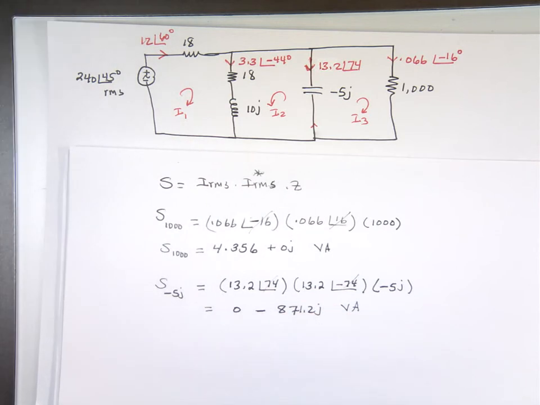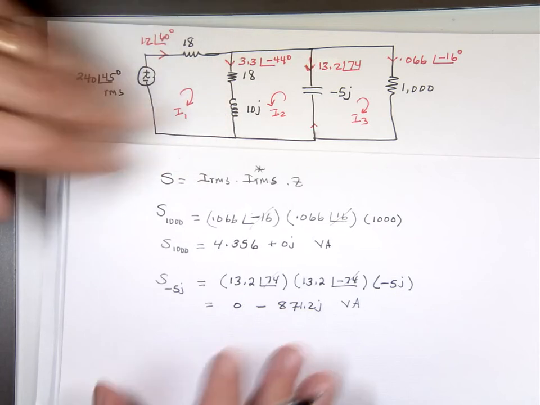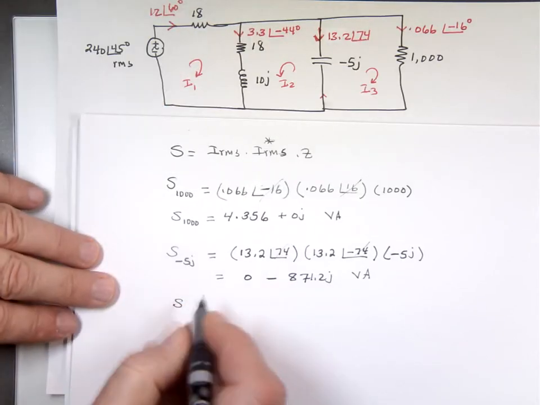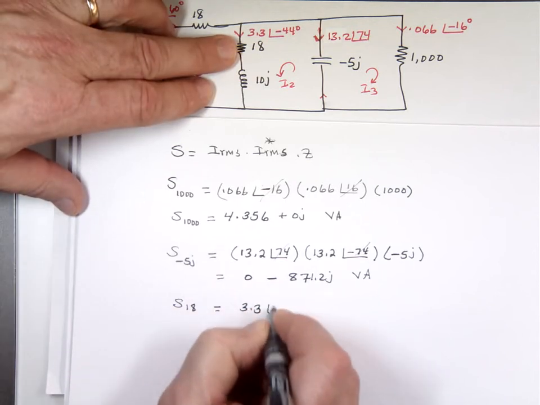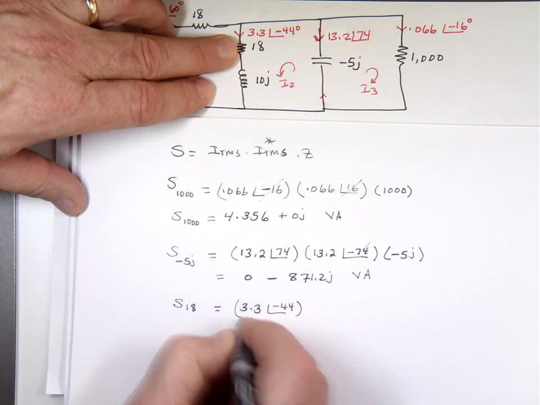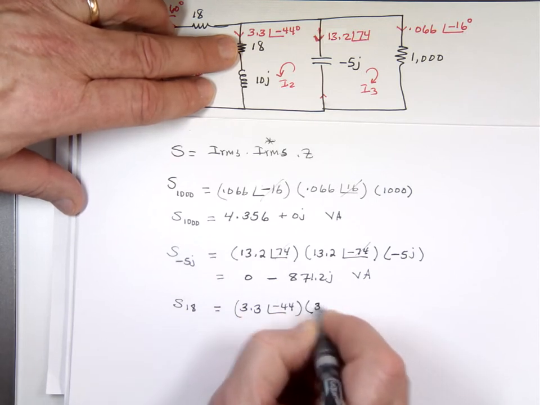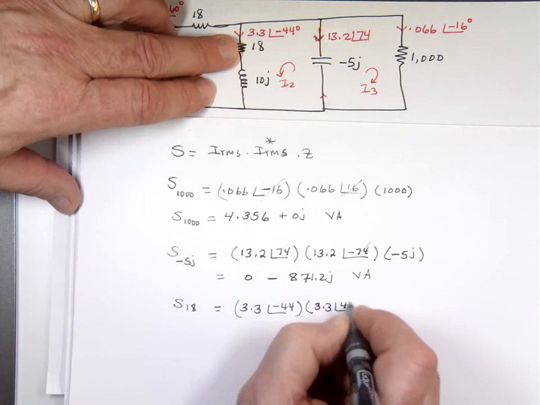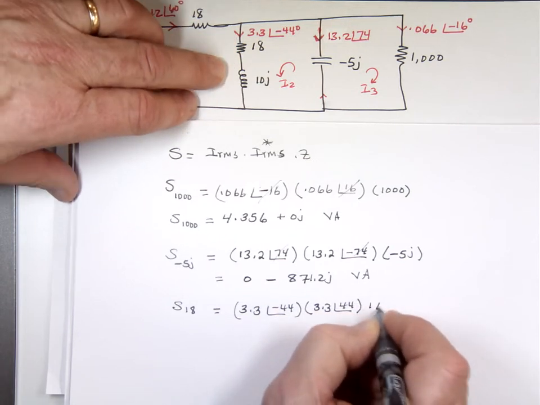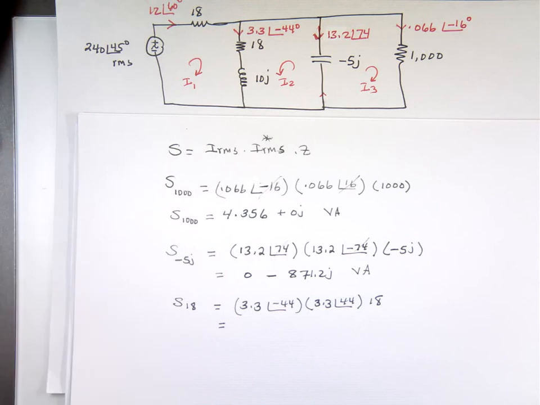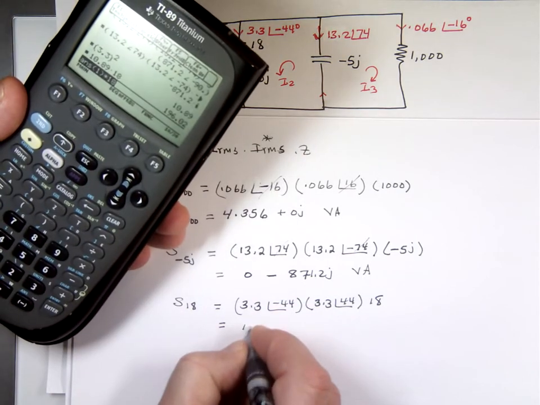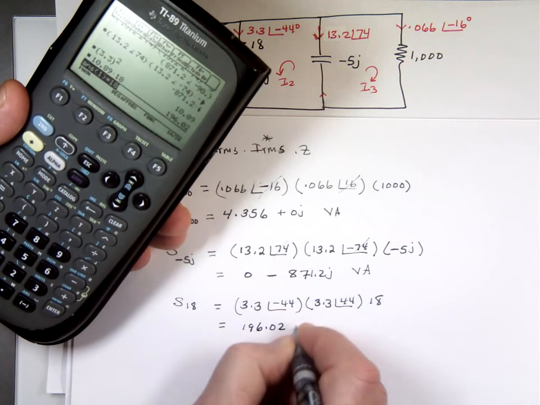You want to do the resistor separate from this one? Complex power, 18 ohm. The current through that is 3.3 angle negative 44 times 3.3 angle plus 44 times the 18. That would be 3.3 squared times 18, actually. That's the magnitude, 3.3 squared times the 18. Quick math there: 196.02 plus 0J VA.